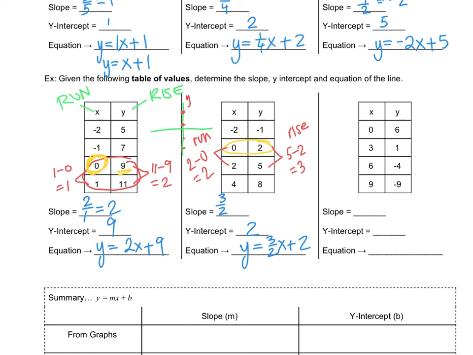Here, I want you to pause the video for this last example, identify that y-intercept, find your slope, and put it together. Then come back to check your work.